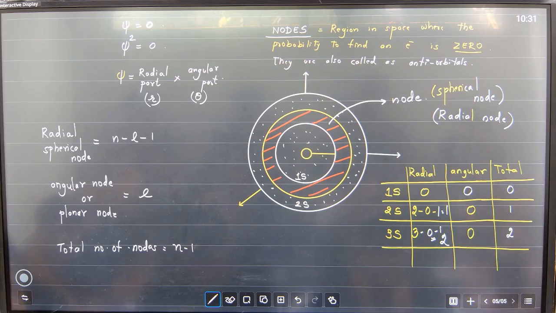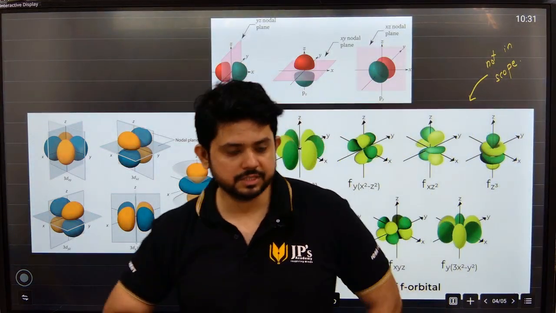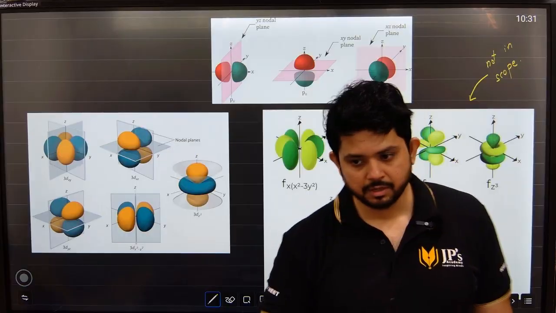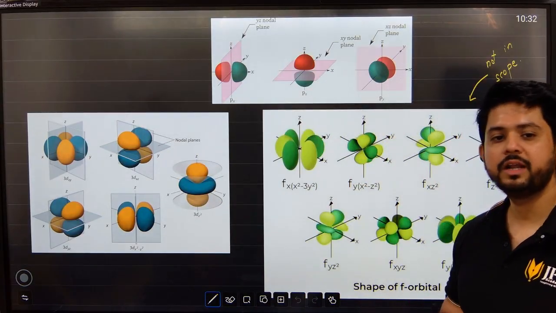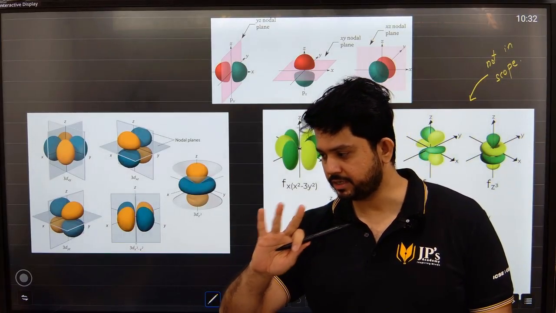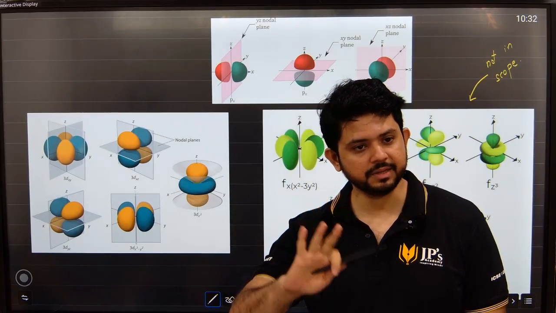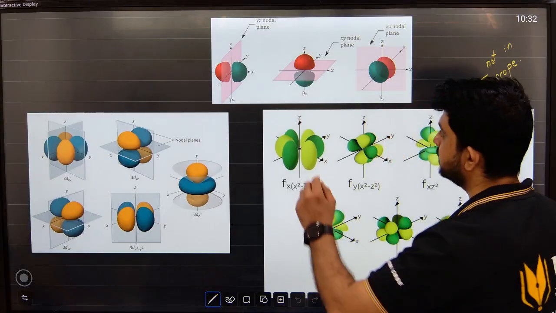Did you people get that? Yes or no? No. When you go to P subshell, now here visualization is important. How many orientations were there for P subshell? 3. Which were the 3 orientations? Px, Py, Pz. Let's start with Px.